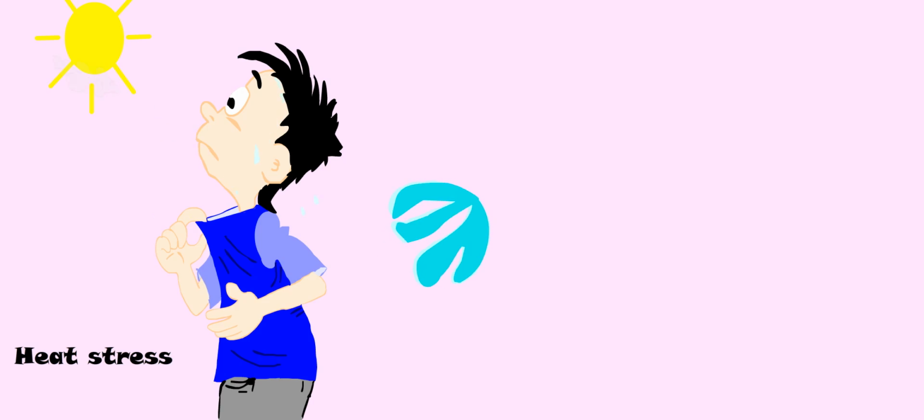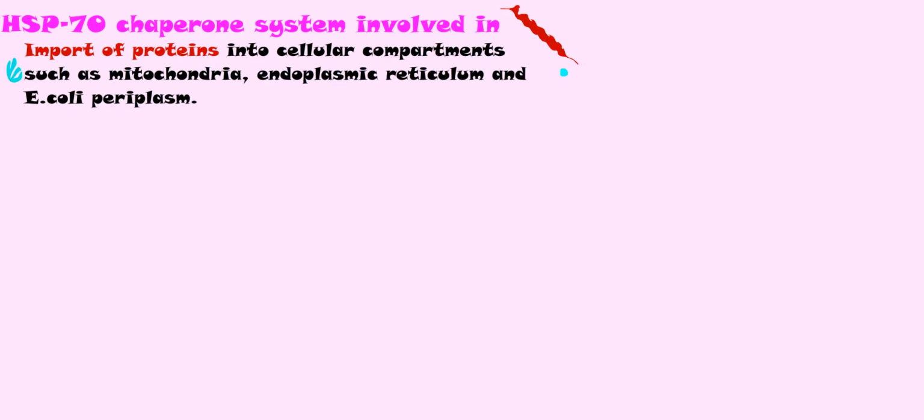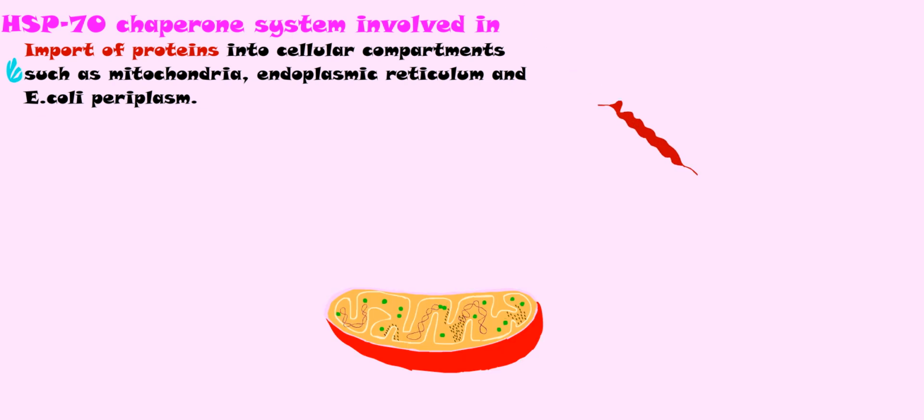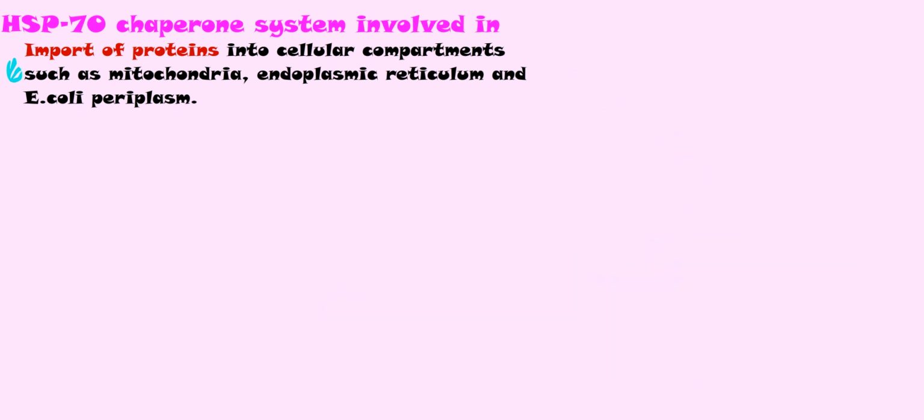Members of the HSP-70 family are strongly upregulated by heat stress and toxic chemicals, particularly heavy metals such as arsenic, cadmium, copper, mercury, etc. The HSP-70 chaperone system is involved in 1. The import of proteins into cellular compartments such as mitochondria, the endoplasmic reticulum and the Escherichia coli periplasm.